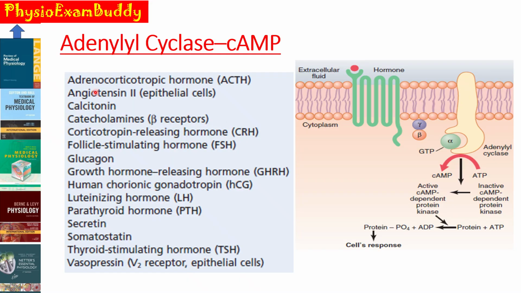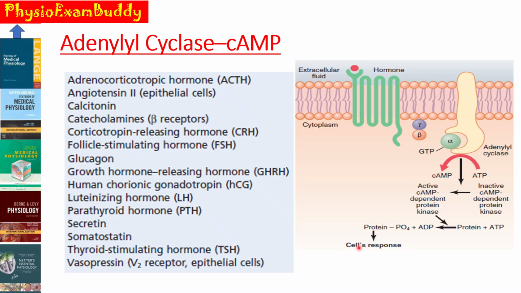Out of these, many hormones act via the cyclic AMP second messenger. That is, whenever a hormone comes and binds with the receptor, it will cause the activation of an enzyme. Here, the enzyme is adenyl cyclase. Once the adenyl cyclase is activated, it favors the conversion of ATP to cyclic AMP. And this will produce the phosphorylation of certain proteins, and these proteins will be responsible for the cell's response.